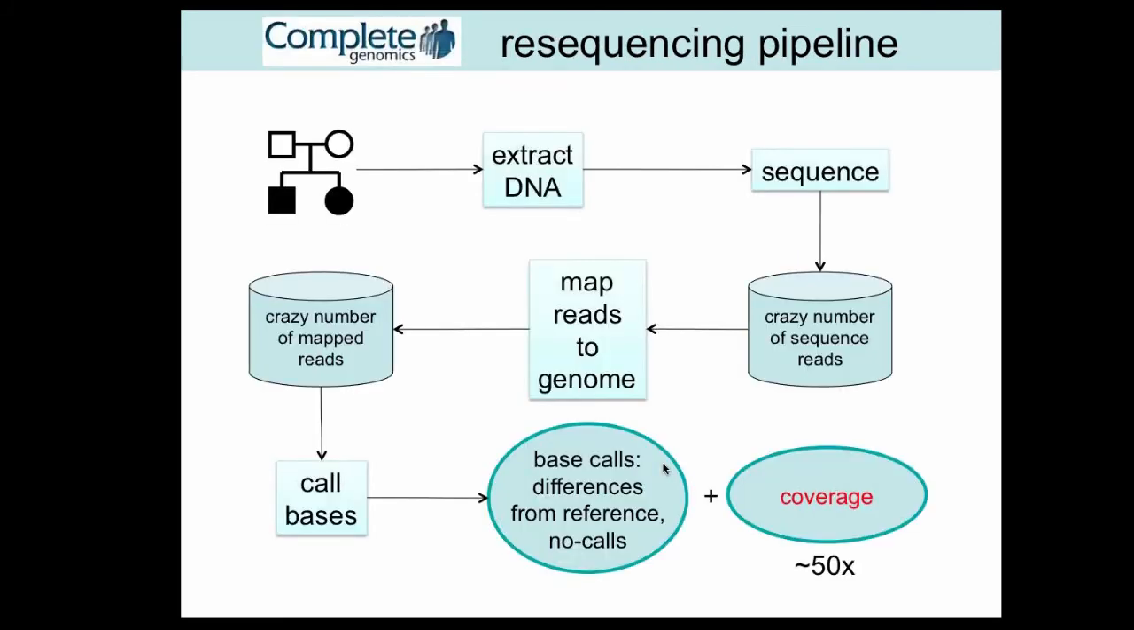Just as a reminder, when doing resequencing, for example as done by Complete Genomics, after extracting the DNA there is a very lengthy sequencing process that produces a very large number of reads that are mapped to the genome. Bases are called based on that, and the final result is not only a series of base calls expressed as differences from the reference and no calls, there's also plenty of information about how much coverage there was throughout the genome. Now, Complete Genomics aims to provide an average of 50-fold coverage throughout the genome, but that is definitely not uniform. So just to give an idea of what that really looks like.